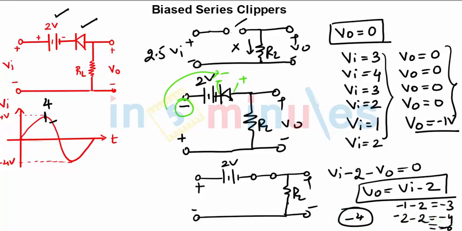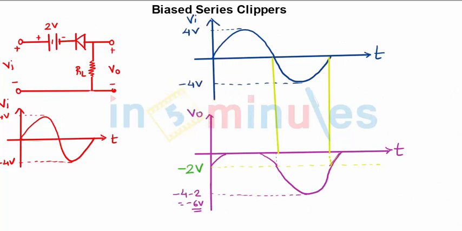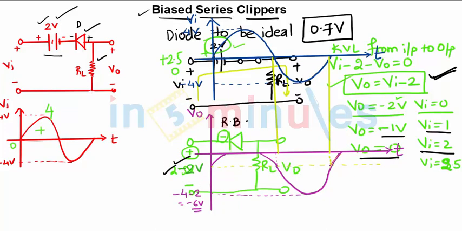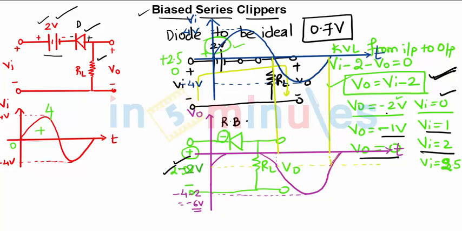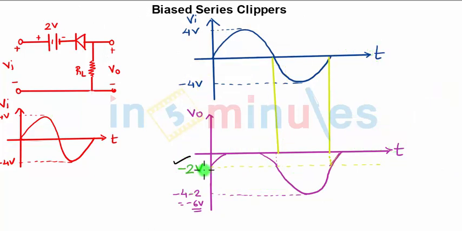Now how to draw the final waveform? Look here. During the positive half cycle you are getting the output as minus 2 volts as shown over here. For zero input voltage you are getting minus 2 volts, which can be seen over here. For 0 you are getting minus 2 till this point. Then again it will decrease. In the negative half cycle you will get the entire waveform, and the maximum value is minus 6 volts.